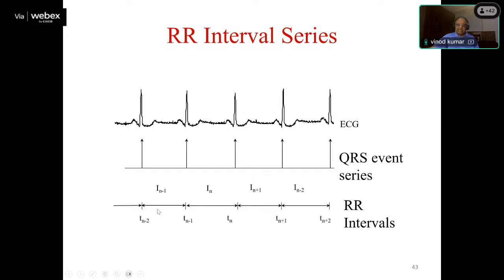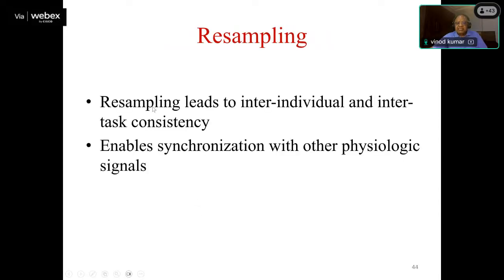So I can just interpolate. Say this interval is 1 second, total 1.1 second, I will measure this value. This is the start point. This is after 1.01. So I will measure what will be the value after 1 millisecond, then after 2 milliseconds, 3 milliseconds. Like that, I can calculate the magnitude. So that will be my resampling of the HRV, to enable synchronization with the physiological signals.